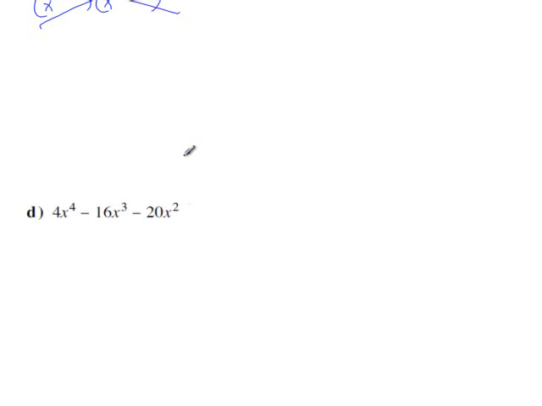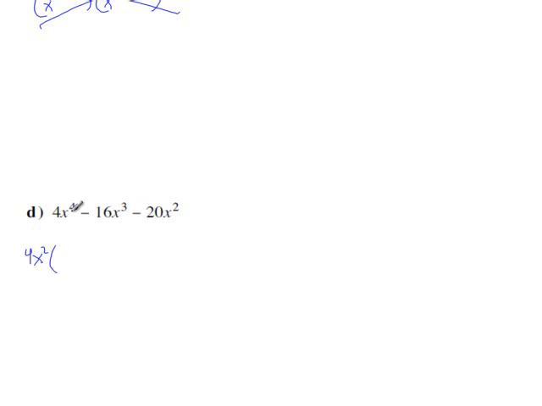Alright, for this one, your highest order term, your 4x to the 4th, its coefficient isn't 1. So you need to check and see, is there any factor that I can take out of the entire thing? So if I look at this question, it looks like everything's divisible by 4. And looking at the variables, everything is also divisible by x squared. So your greatest common factor will be 4x squared.